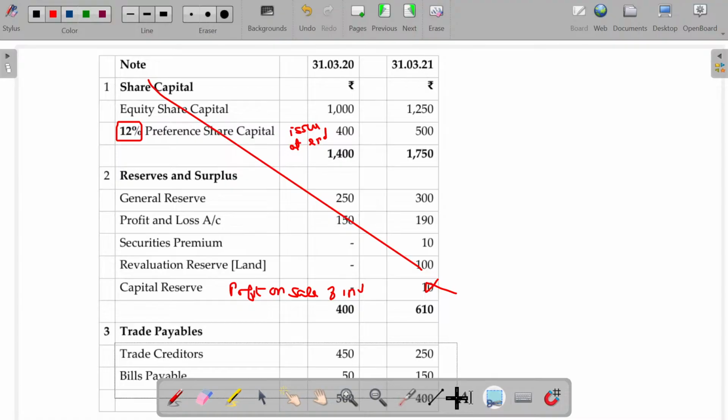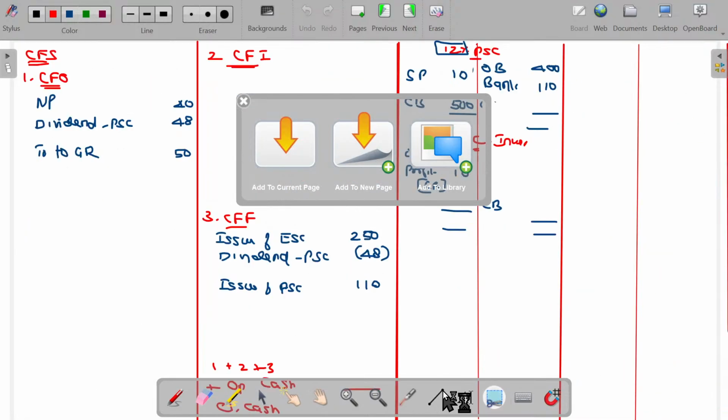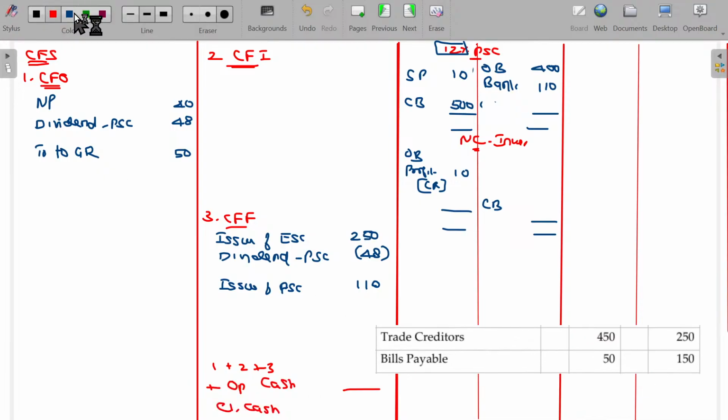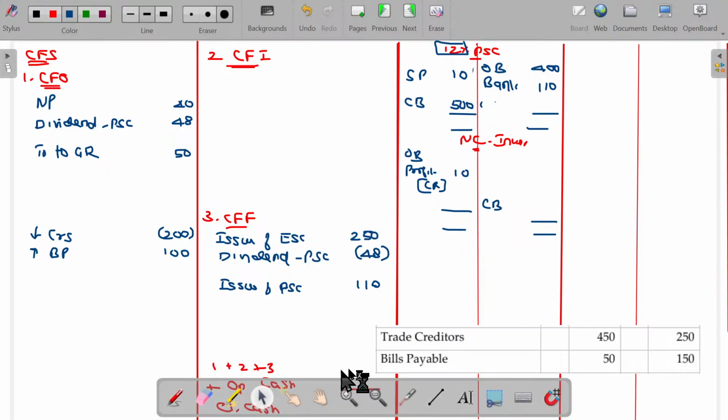Schedule number 3 is all about trade payables. Trade creditors decrease. If they decrease, you might have paid, so it is an outflow of cash. Increase in bills payable, cash is in your hand, so plus item.